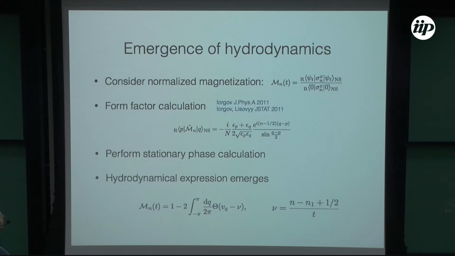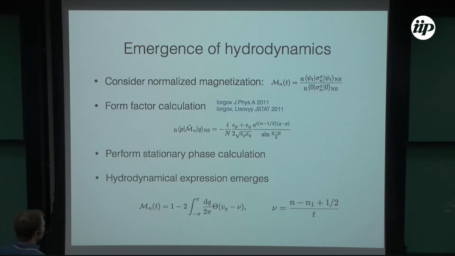First of all, the reasonable object to consider is the normalized magnetization, because the ground state magnetization always depends on the starting parameters you choose in the ordered phase. But this guy, if you normalize it by the ground state magnetization, will always be between -1 and 1, okay?